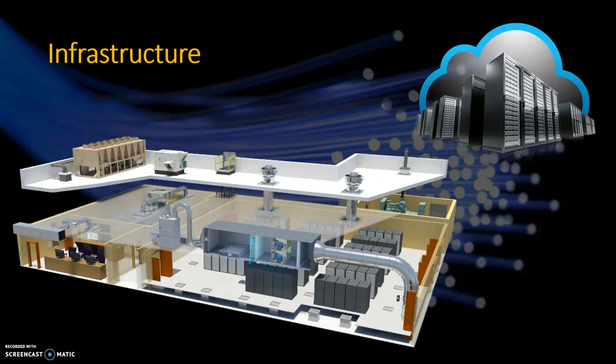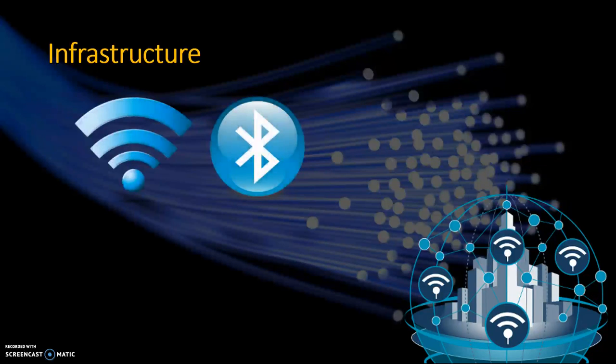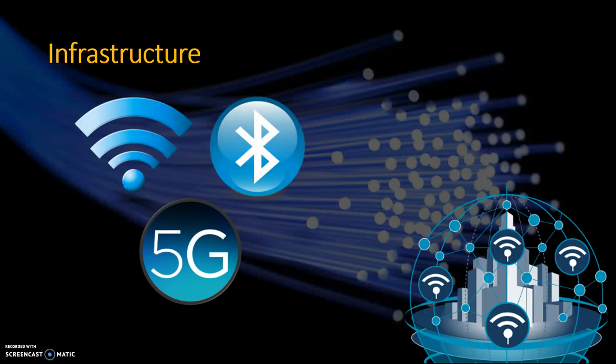Also, with infrastructure, you want to make sure that you think about all the wireless needs. So Wi-Fi right now, but what are the future wireless needs? Also Bluetooth, and 5G is now on the horizon. So how will that impact the wireless network of your university?